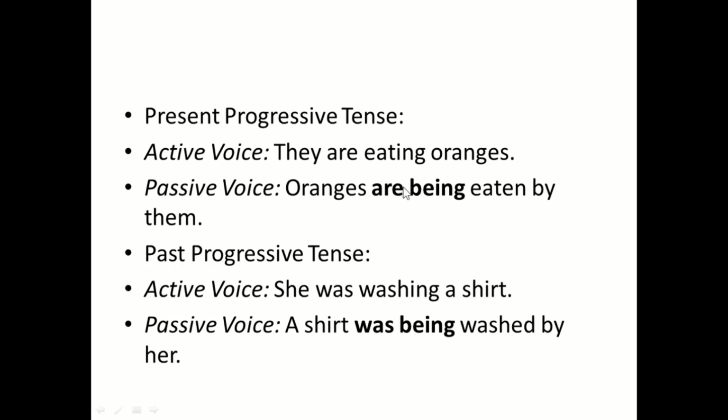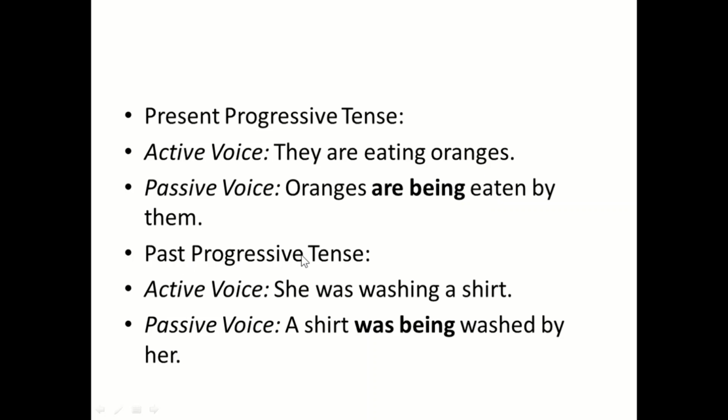Very easy, not difficult. Again we are repeating here, see, they will change into them. Oranges, eating what? Oranges, that is our object, so we will change it into the subject. Are eating, so here are will be are, that is the helping verb that will remain here. Eat we will change into eaten, and ing we will use as being: are being eaten for progressive.